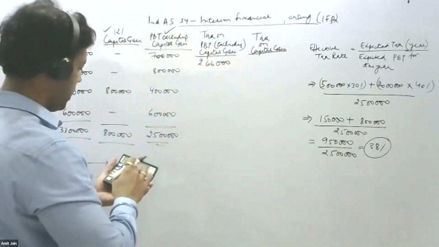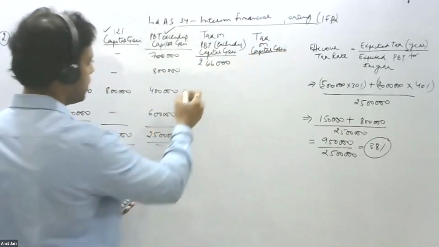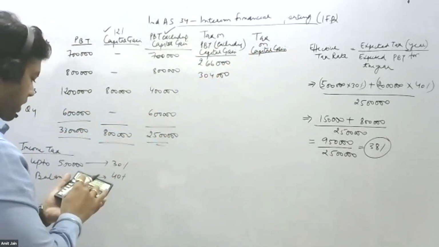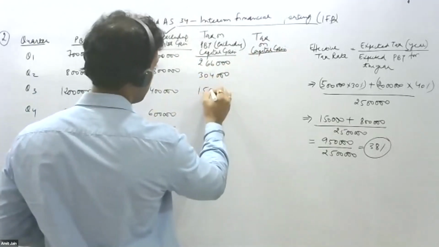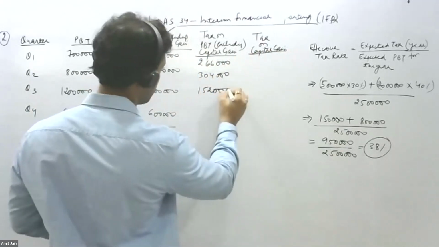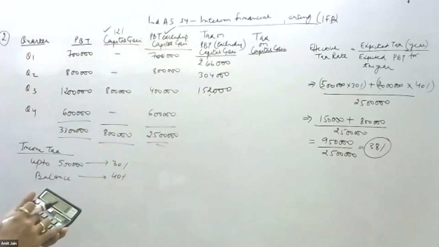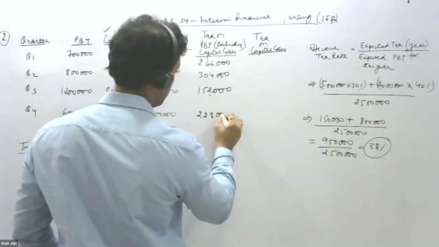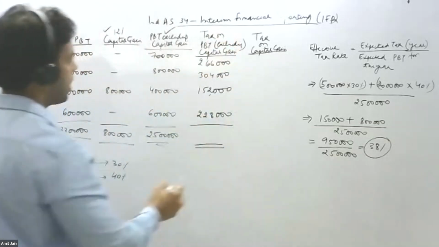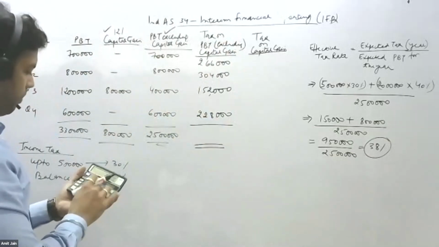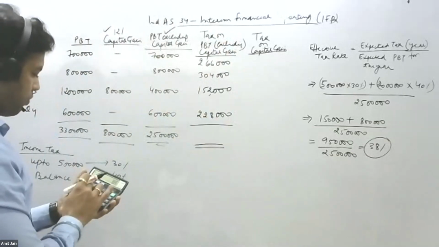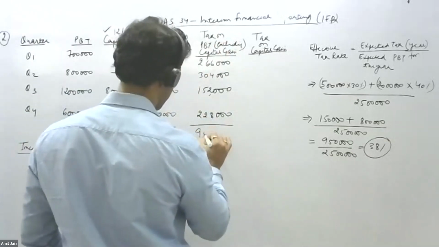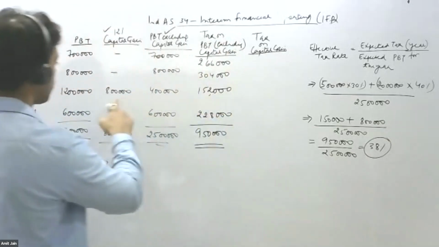2,66,000, right? 8 lakh rupees multiply by 38%, 3,04,000. 4 lakh rupees into 38%, 1,52,000, right? And then we have 6 lakh rupees multiplied by 38%, 2,28,000. What is the total tax on this item? It will be 1,52,000 plus 3,04,000 plus 2,66,000, 9,50,000. And what is the tax on capital gain?